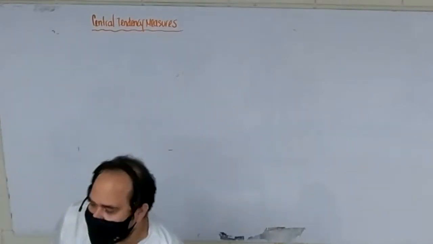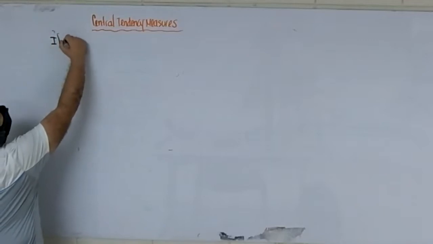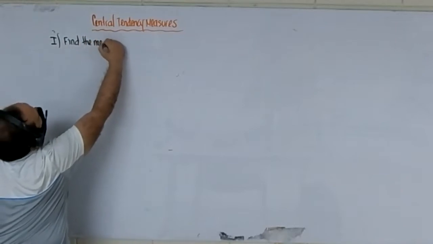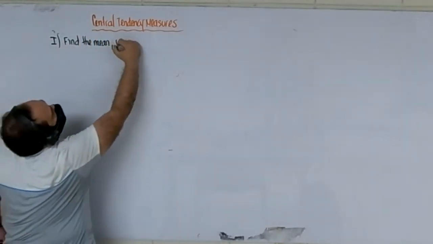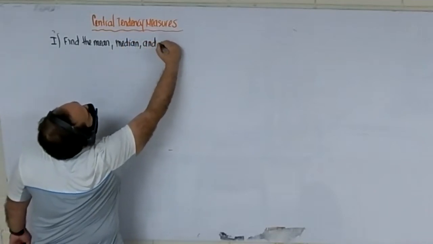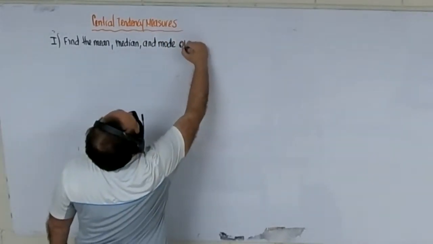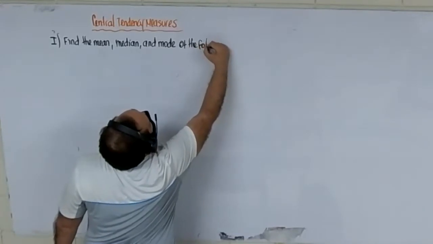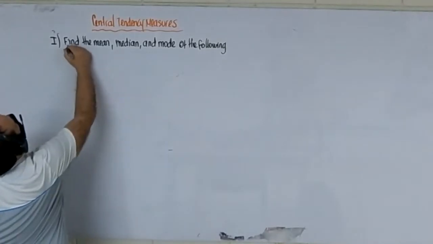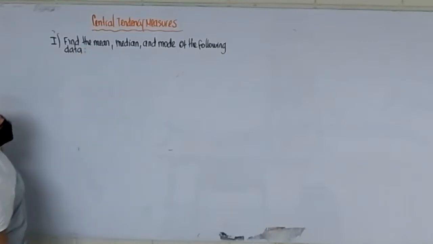In the first one it says, find the mean, median, and mode of the following data. What data are we talking about?